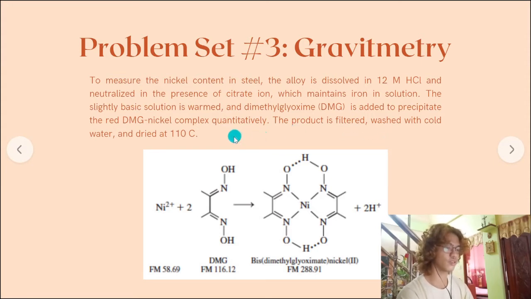The slightly basic solution is warm, and dimethylglyoxime, or DMG for short, is added to precipitate the red DMG nickel complex quantitatively. The product is filtered, washed with cold water, and dried at 110 degrees Celsius. The illustration below shows the balanced equation of the reaction. It shows that 1 mole of the nickel ion reacts with 2 moles of the DMG to produce 1 mole of the DMG nickel complex and 2 hydrogen ions.